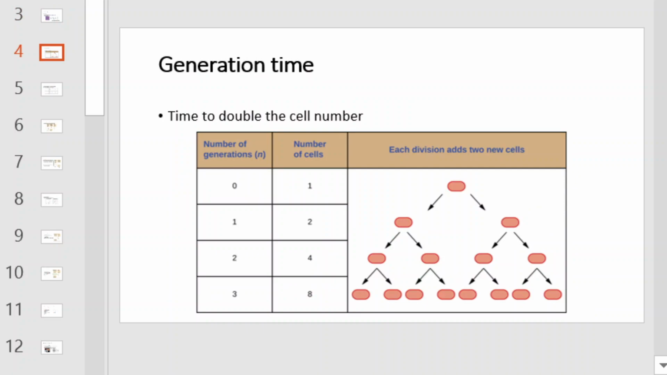Next, we'll look at generation time. The generation time for a microbial culture is the amount of time it takes for one cell to become two cells, or two cells to become four, and so on. Simply put, it's the amount of time it takes for whatever population you currently have to double in size. The pattern of cell doubling is illustrated for you here on this slide.